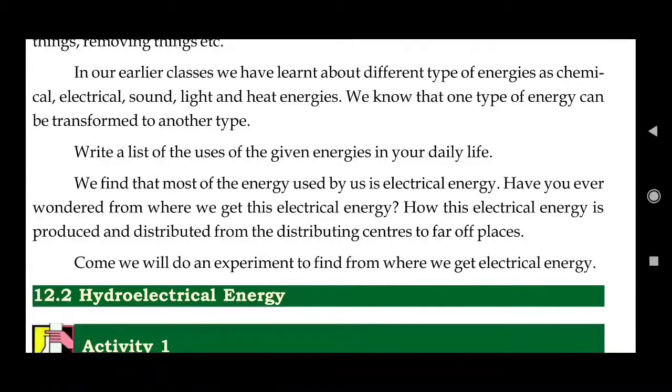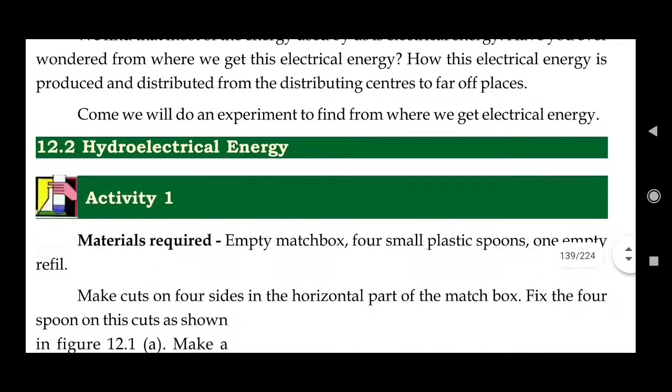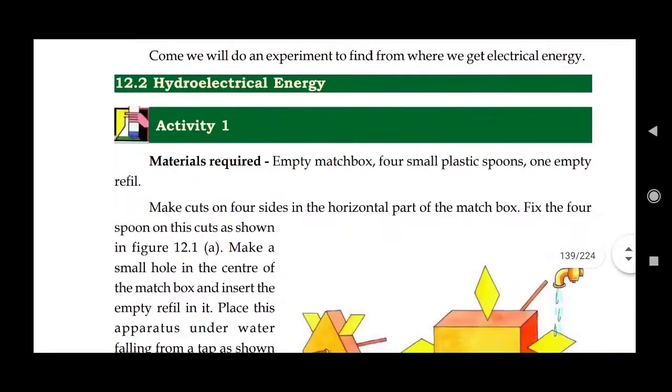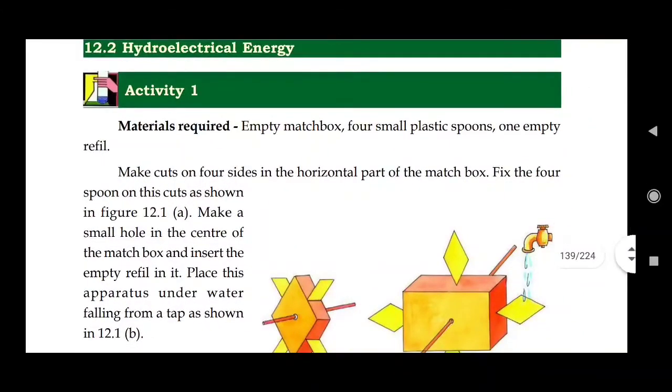In this activity you need one empty matchbox, 4 spoons and 1 empty refill. Okay, so make the matchbox like a turbine, like a fan. Cut the horizontal side of the matchbox, 4 sides. Insert the spoons and at the center insert the empty refill. Okay, so it will look like a fan.